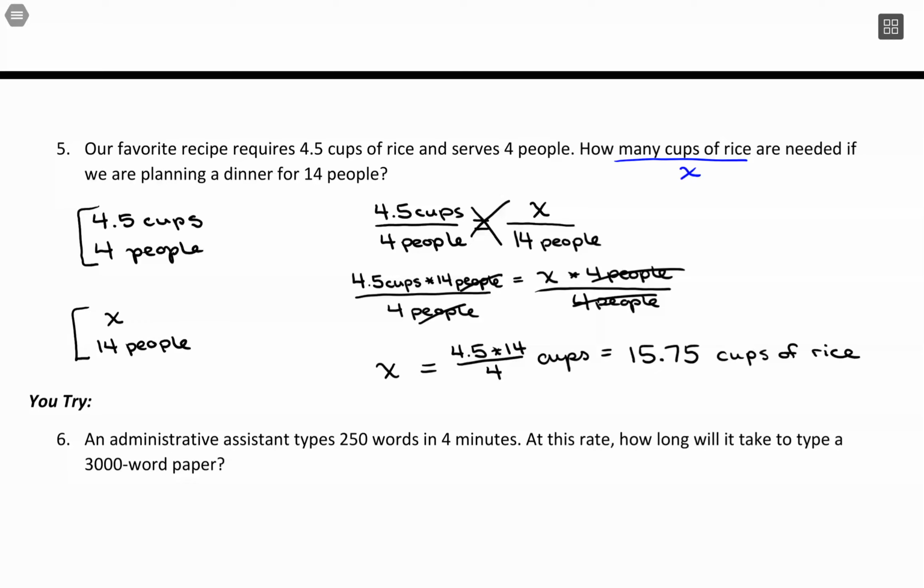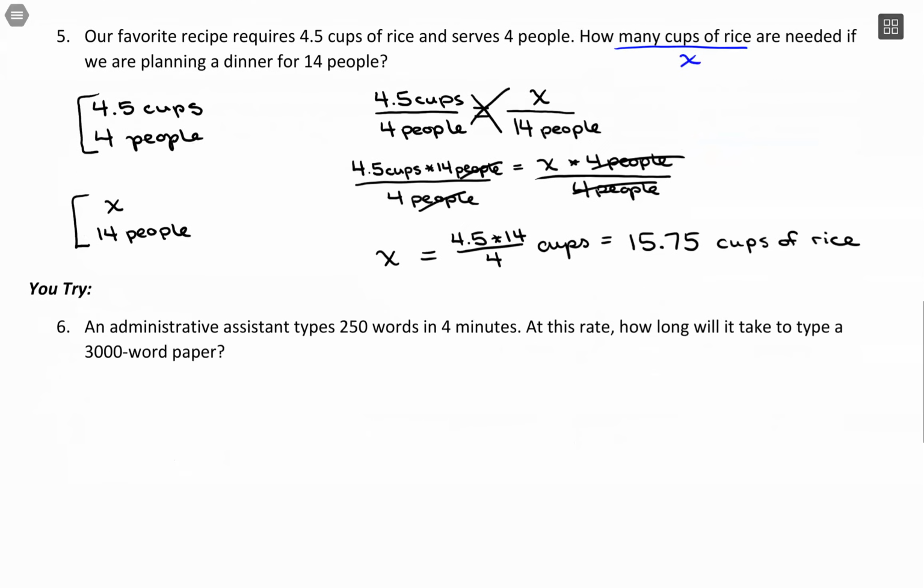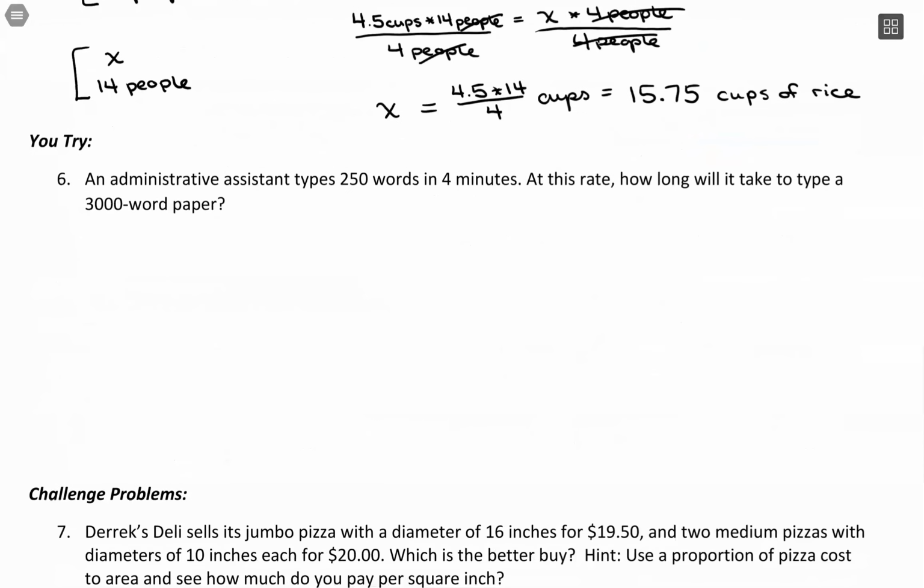So here's some problems for you to try. So if you want to try some of these for yourself, you can pause the video, and then I'm going to go through the solutions. So if we have an administrative assistant who types 250 words in 4 minutes, so there's our pieces of information that go together, 250 words, matching up with 4 minutes.